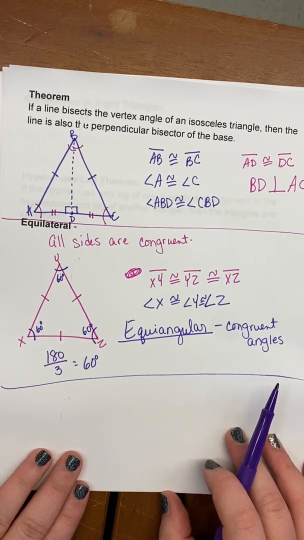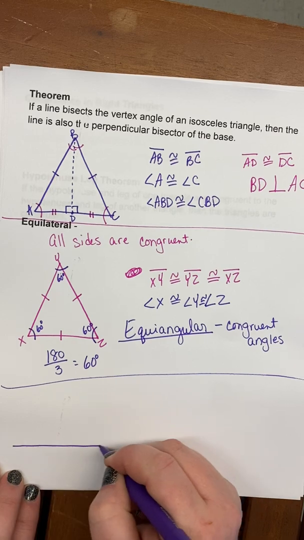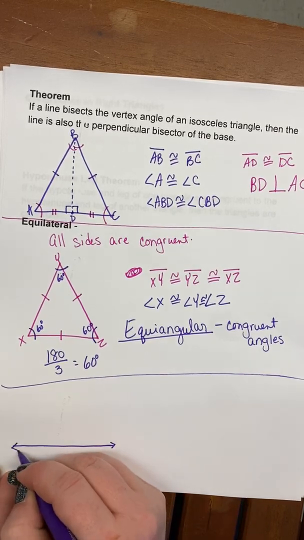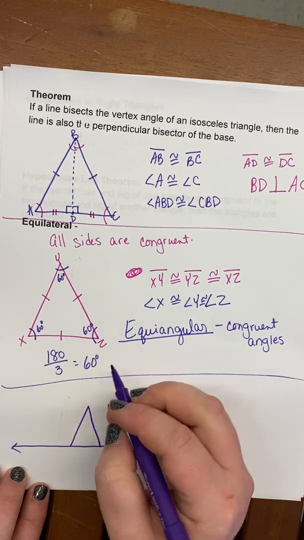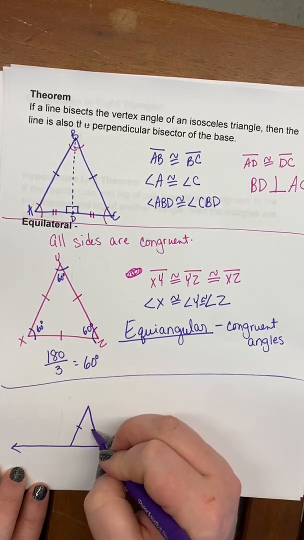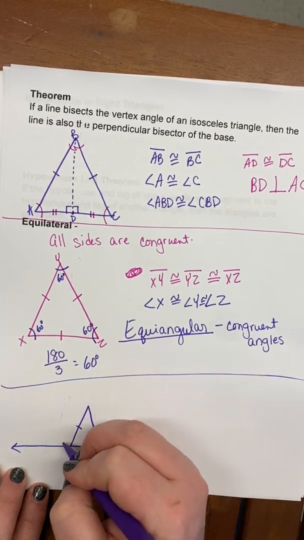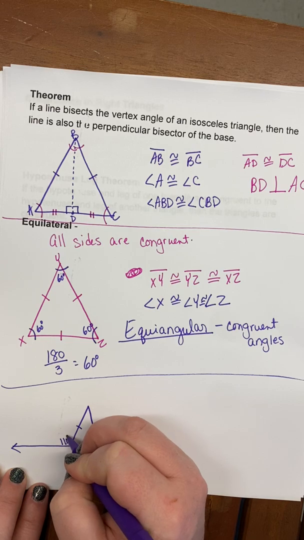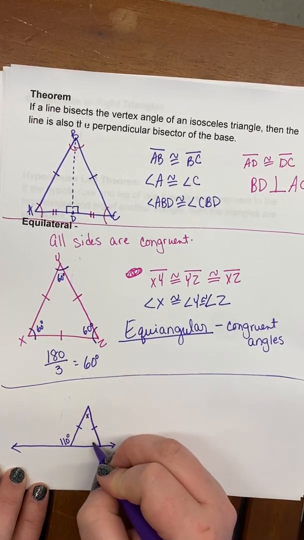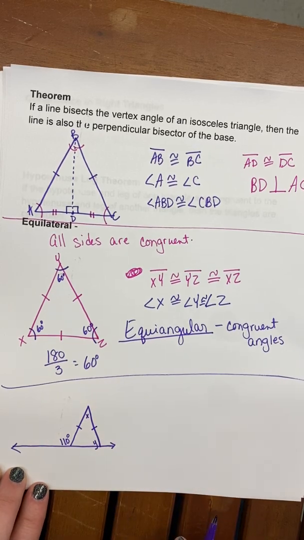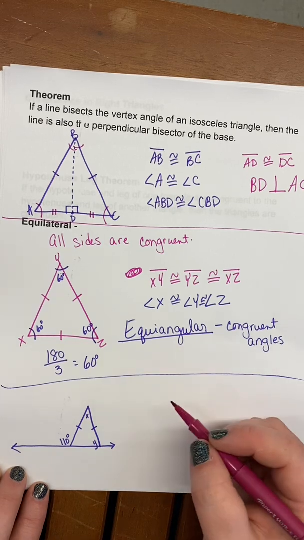So let's work a couple of problems. All right. Here we have a straight line, and on our straight line rests an isosceles triangle. All right, so they tell us that this angle here is 110 degrees. This angle is X, and this angle is Y. And they want us to figure out what X and Y are.